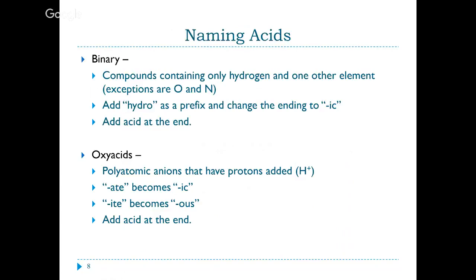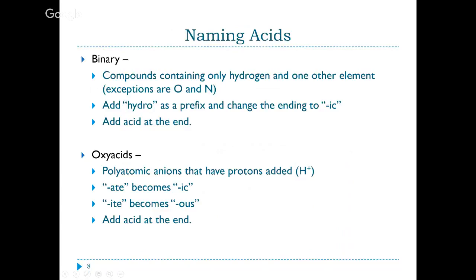If you have something with a -3 charge, it's always going to be 3 hydrogens. If it's a -2, you add on 2 hydrogens. If it's a -1, you add on 1 hydrogen. But for binary compounds, you will always say hydro in the beginning and ic at the end, and then say acid.